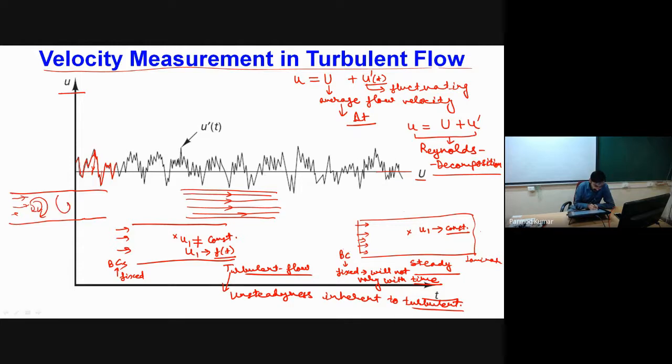Okay, so these random structures have certain rotation associated with them, and these rotating flow structures are specifically called turbulent eddies. Okay, so these type of rotating structures which are present in our flow, we call these turbulent eddies.